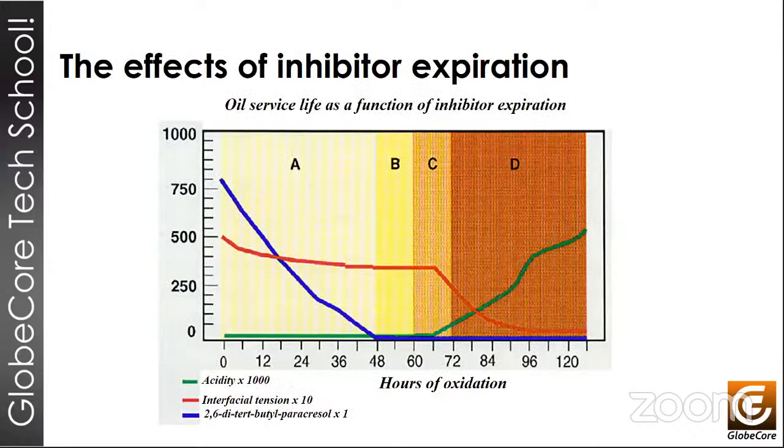So this is an interesting graph here that shows us an example of how important oxidation inhibitors are in the insulating oil in the transformer. In this graph here, we have the blue line that represents the amount of oxidation inhibitor. The red line shows the interfacial tension, and the green line is the acidity or neutralization number of the dielectric oil. So as long as there is a sufficient amount of the oxidation inhibitor in the system, the color, the interfacial tension, and neutralization number are all within acceptable limits.